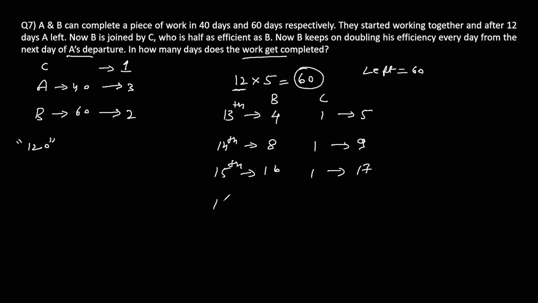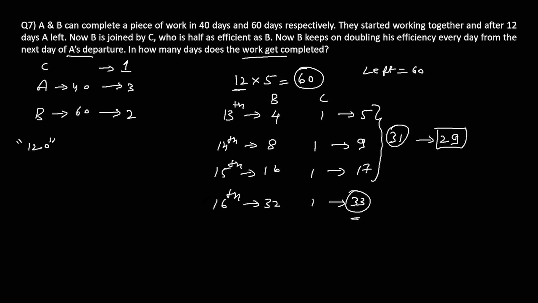Okay. So on the 16th day, B will be working 32 and 1. So on the 16th day, 33 units will get over. But the problem is the leftover work after this work, because this work was how many units? 17 plus 26, 31, right? The leftover work was only 29 units, isn't it? Because 31 units was over till the 15th day. Now on the 16th day, 33 units can be done.